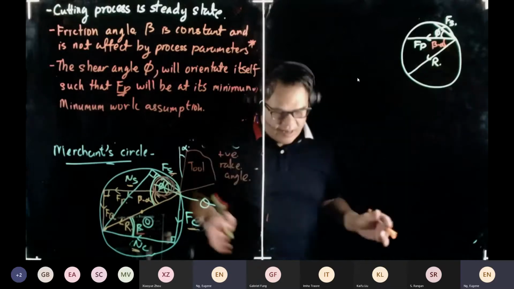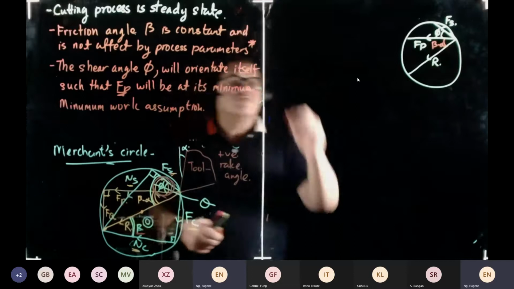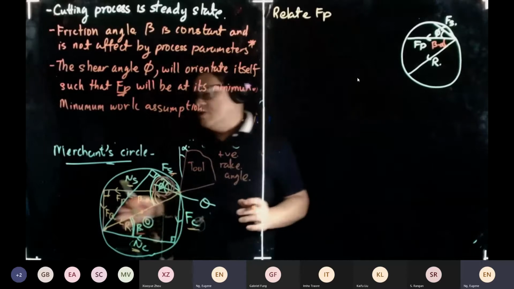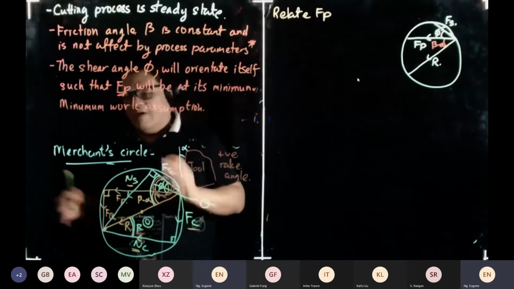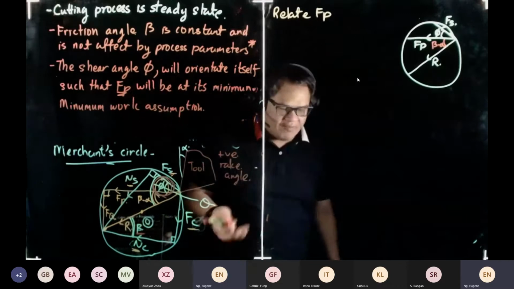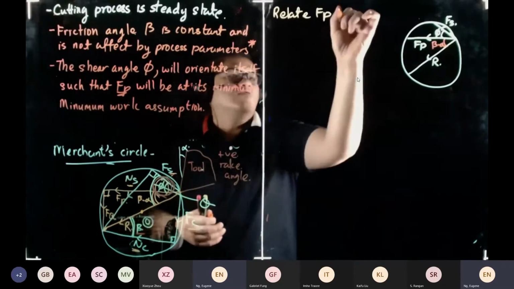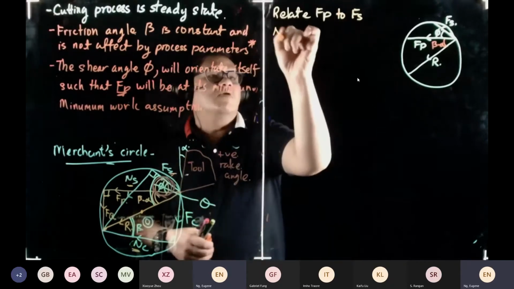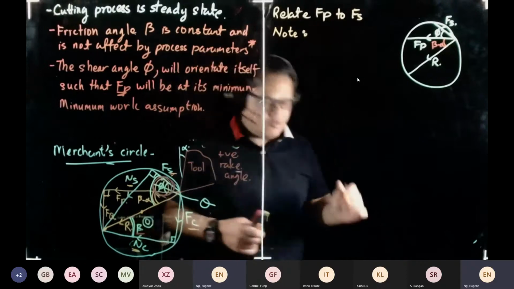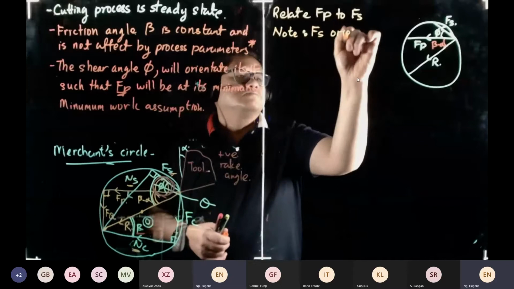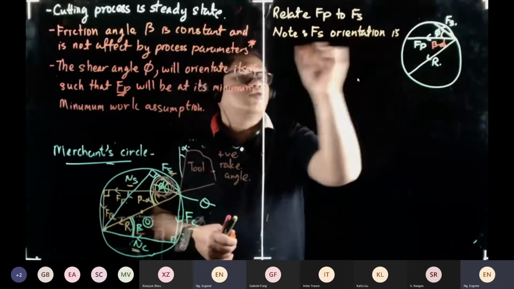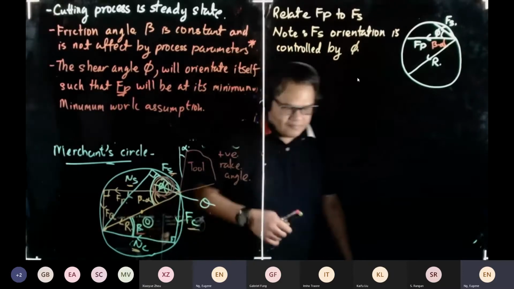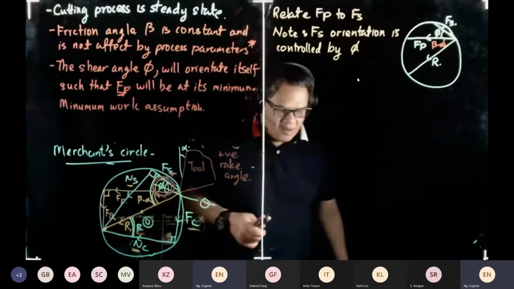What we want to find is Fs. How to relate this with Fs? What Merchant wants to do is, I just want to know Fp, and with Fp, I want to determine what is Fs. So we're going to relate Fp to Fs. An important thing to note is that Fs orientation is controlled by the shear angle.